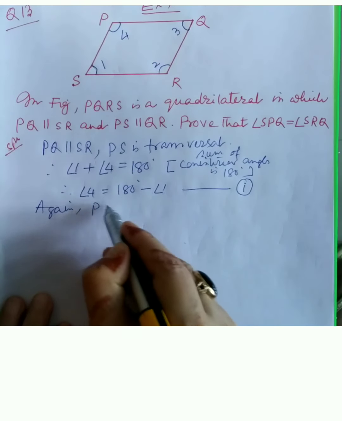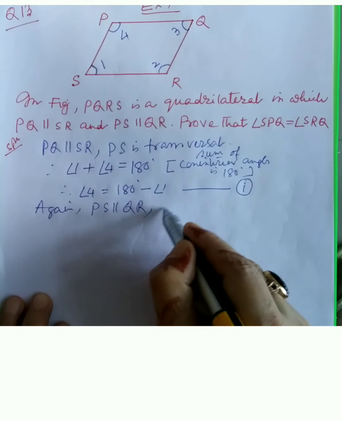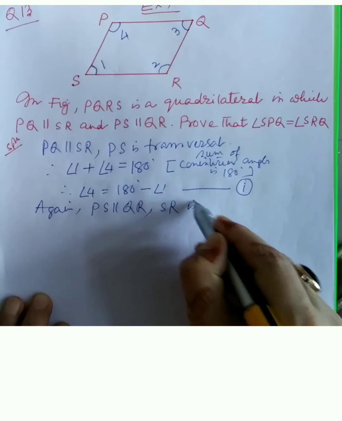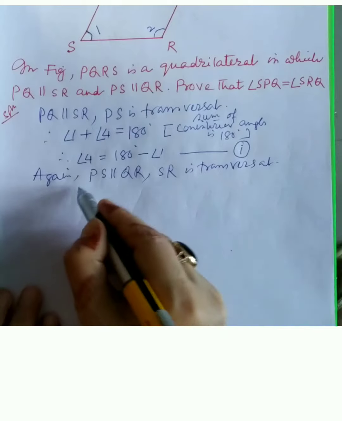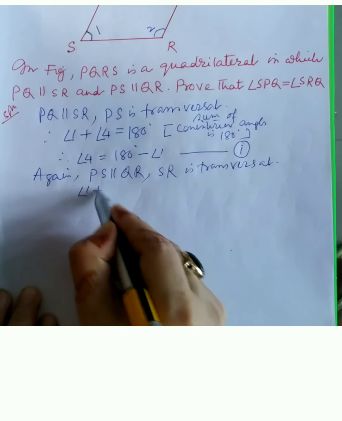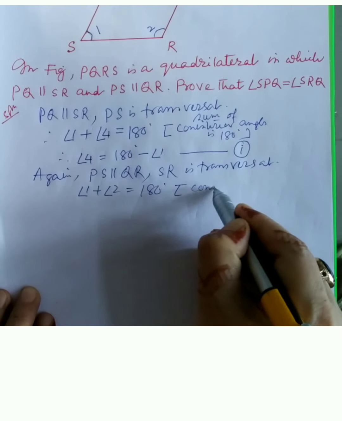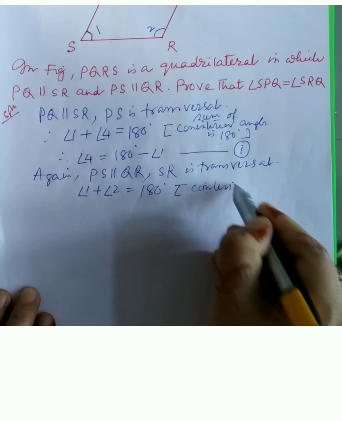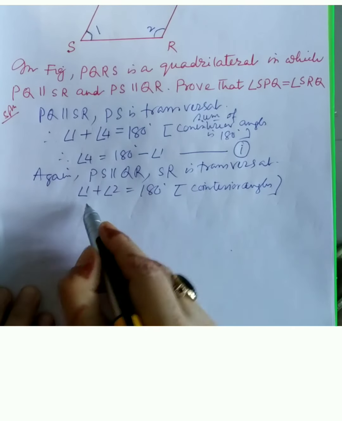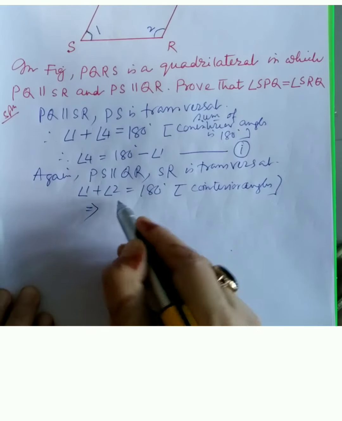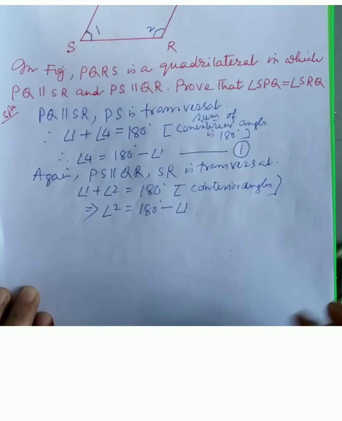Again, PS is parallel to QR. It is given here. And if we think SR is a transversal, then angle 1 plus angle 2 is equal to how much? 180 degree. Again, co-interior angles. Sum of co-interior angles we know is 180 degree, which implies angle 2 is equal to 180 minus angle 1.